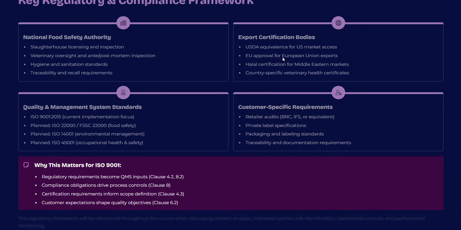So if you ask why this matters for ISO 9001, it is because regulatory requirements become QMS inputs. Here you can reference clause 4.2 and clause 8.2. And also, compliance obligations drive process control. This is a clause 8 requirement. And then certification requirements inform scope definition, which we will do in this module. This is for clause 4.3. And then customer expectations shape the quality objectives, clause 6.2, which we will also do here.